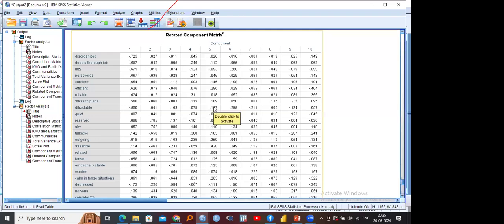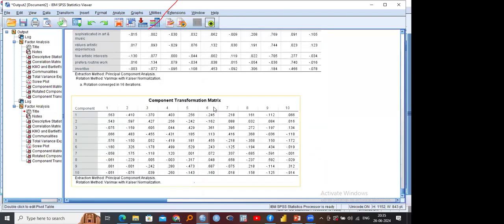Any other doubts that anybody of you have? In the last table, it tells you the correlation between the components. This is not very important. Some people report it, some people don't report. So it's purely your choice.